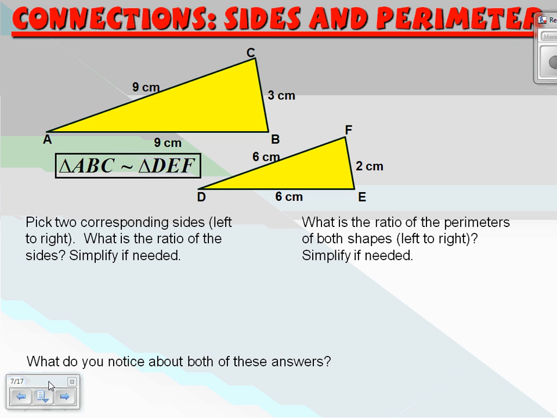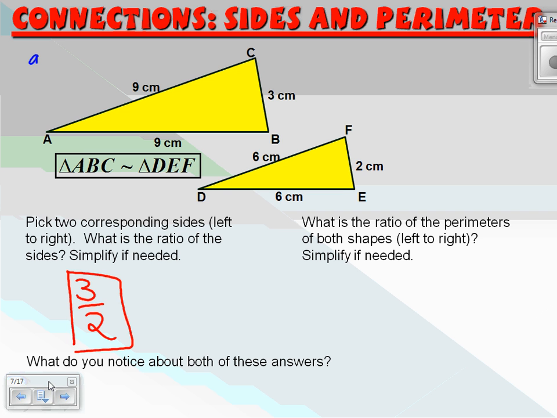All right. So let's go to this particular one. It says pick two corresponding sides left to right. What is the ratio of the sides? For this particular one, I'm going to pick the easiest one. I'm going to pick 3 to 2. Can I simplify that? Nope. I'm going to leave it as is. Now, it says on the right-hand side, what is the ratio of the perimeters of both shapes, left to right? Simplify if needed.